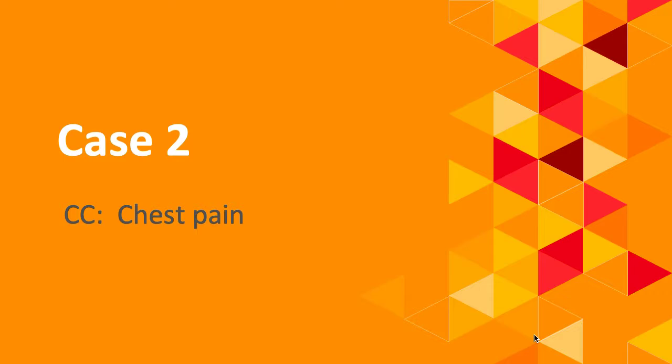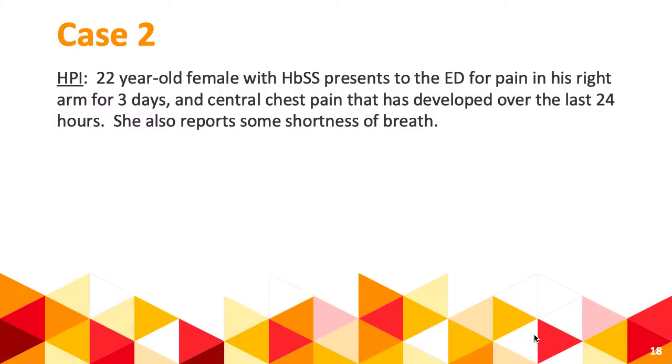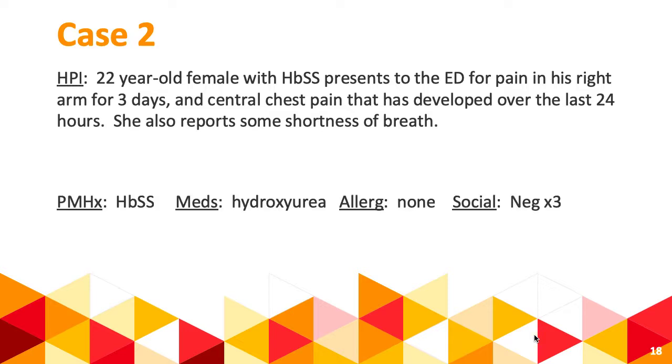All right. So this is a case of a sickle cell patient with chest pain. 22-year-old female with hemoglobin SS presents to the ED for pain. That should say her right arm for 3 days and central chest pain that has developed over the last 24 hours. She also reports some shortness of breath. Past medical history is sickle cell disease. She is actually taking hydroxyurea. She's got no allergies, doesn't smoke, drink, or use drugs. Anything else you want to know about this patient, Pavel?